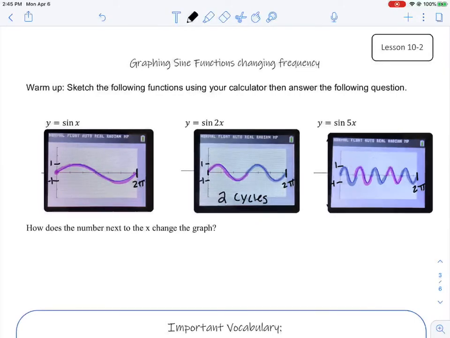So this number that is in front of the x is going to tell you how many cycles you're going to see from 0 on your x-axis to 2 pi on your x-axis. So on this first one, I saw 1 cycle from 0 to 2 pi. Here I saw 2 cycles from 0 to 2 pi. And here I saw 5 cycles from 0 to 2 pi. And I am able to tell that from just looking at my equation.